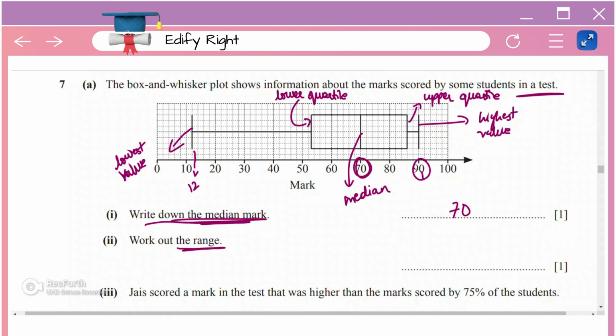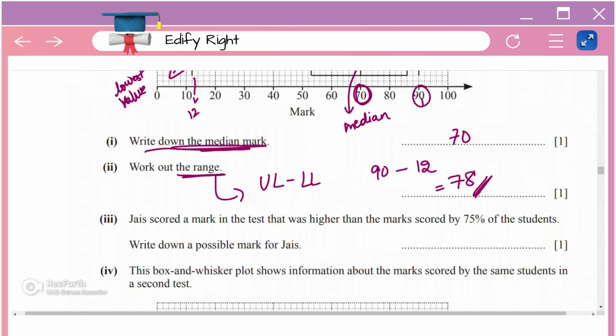70 is my median. Next, work out the range. Range is basically upper limit minus lower limit. As you can see, my upper limit is 90, the line towards the extreme right, minus lower limit is 12, which is the line towards the extreme left. So that is 90 minus 12, which is equal to 78. That's the range of the data that we're working with.